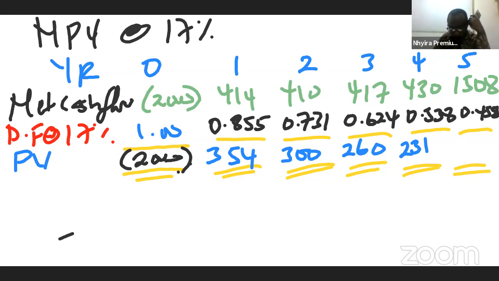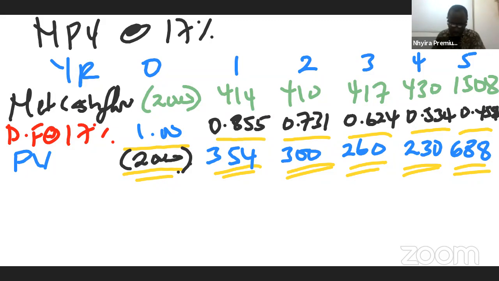Year 3, 0.26, year 4, 0.53. This is 534. I don't know why I'm mixing this up. Okay, so 430 by 0.534 is still around 230. And then the last one, it's going to be 1508 times 0.456. And that's 688. So these are the present values respectively.